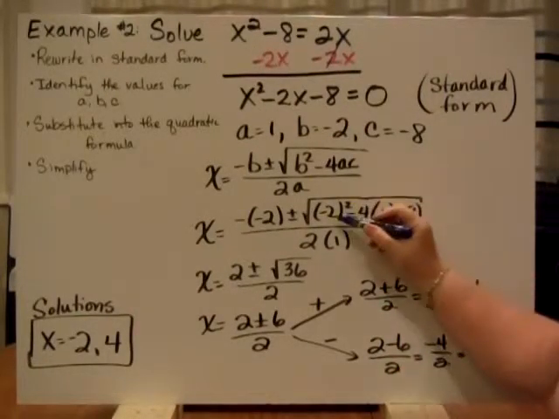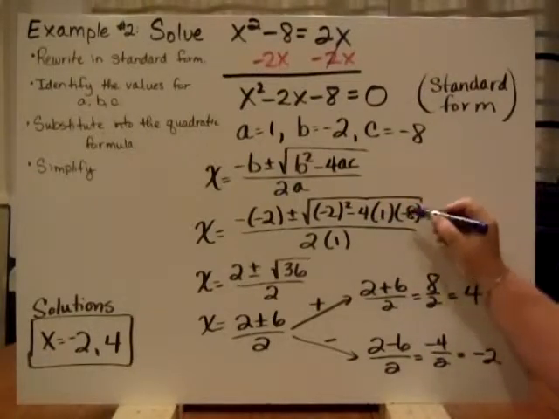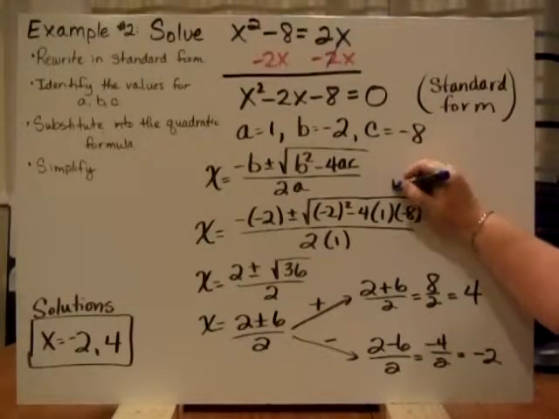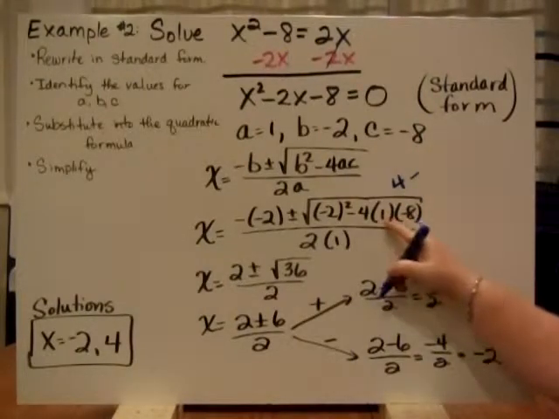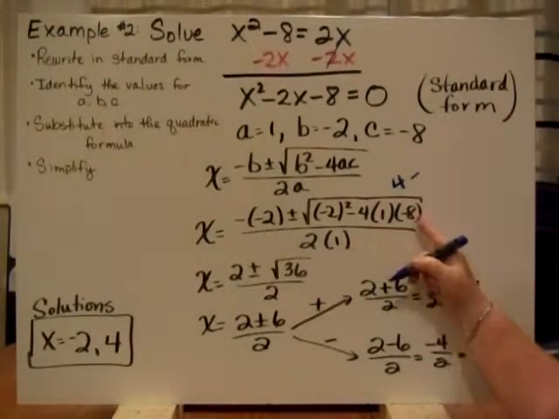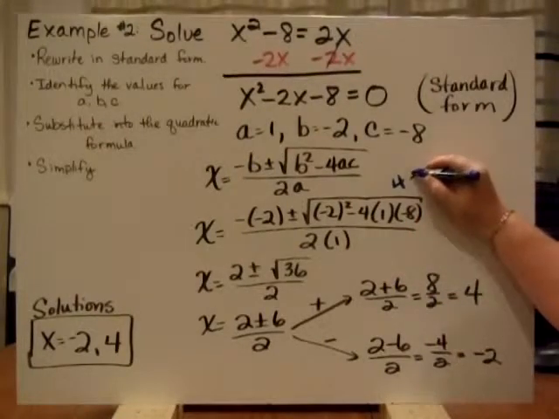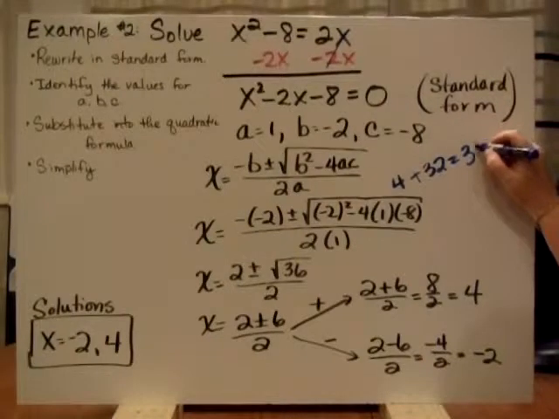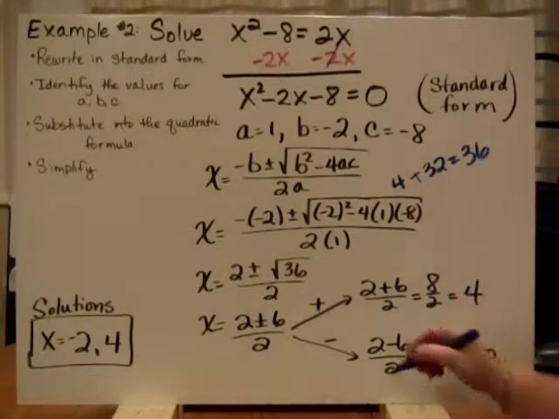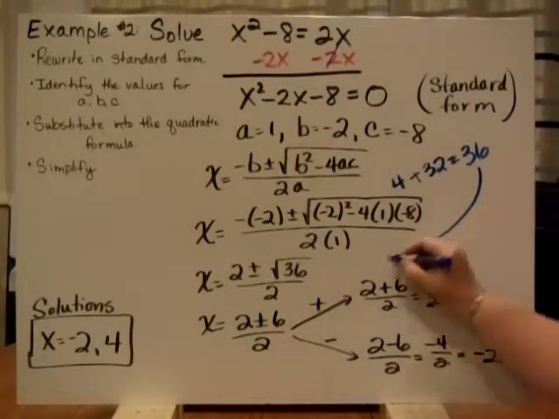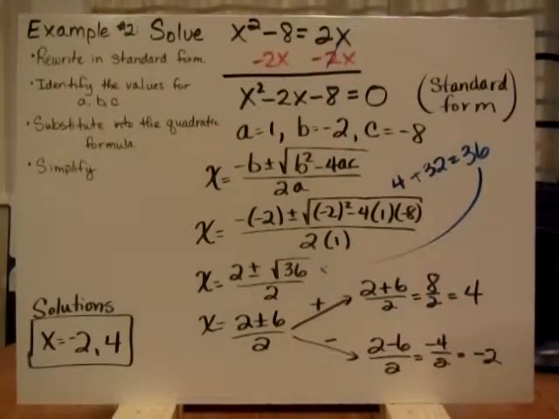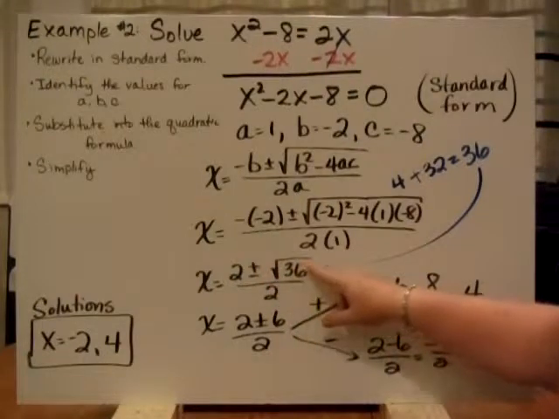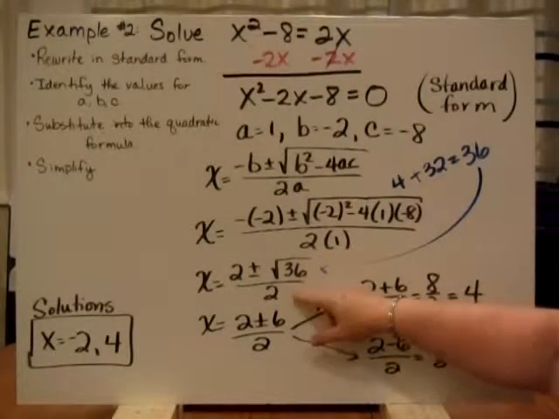And just like before, we're going to simplify what's under the radical first. A negative 2 squared means a negative 2 times a negative 2, so that would be 4. A negative 4 times 1 is a negative 4, times a negative 8 would give us a positive 32. And when we add those together, we get 36, which is where this 36 came from. So now this problem has simplified to 2 plus or minus the square root of 36 over 2.